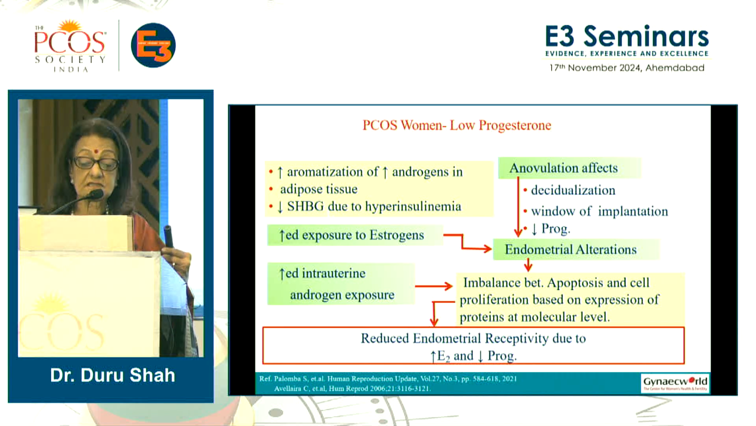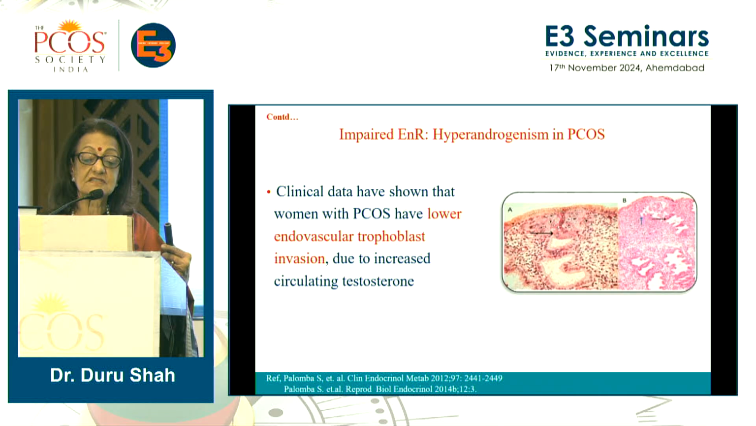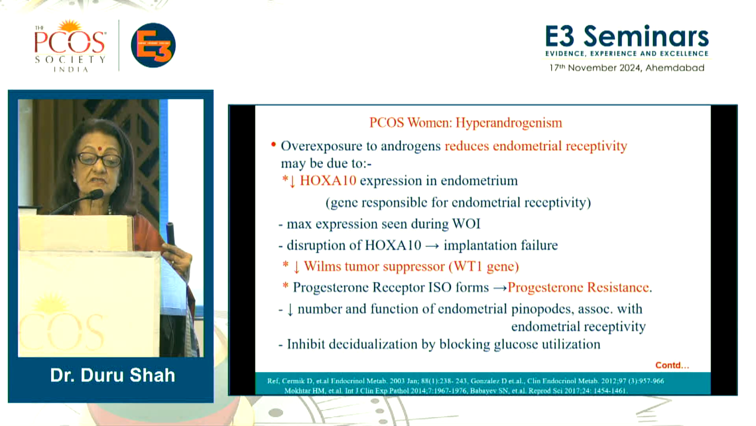There's an imbalance between apoptosis and cell proliferation, and because of this there is increased intrauterine androgen exposure, which is also affecting the endometrium, due to the high estrogen and the low progesterone which she is having. So this imbalance at the level of the endometrium is preventing implantation. And clinical data have shown that women with PCOS have a lower endovascular trophoblastic invasion due to the increased circulating androgen. Therefore, reduce the androgen and the receptivity will get better.